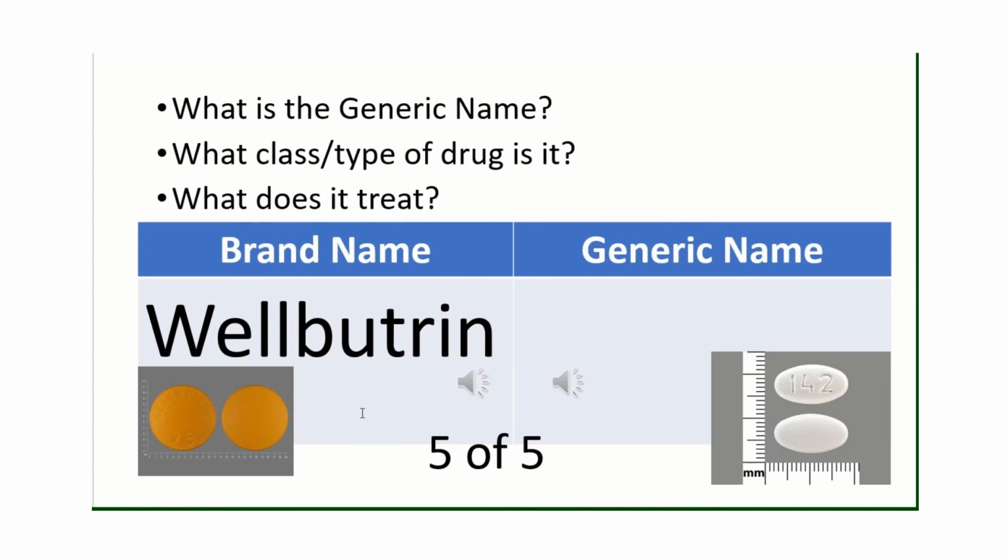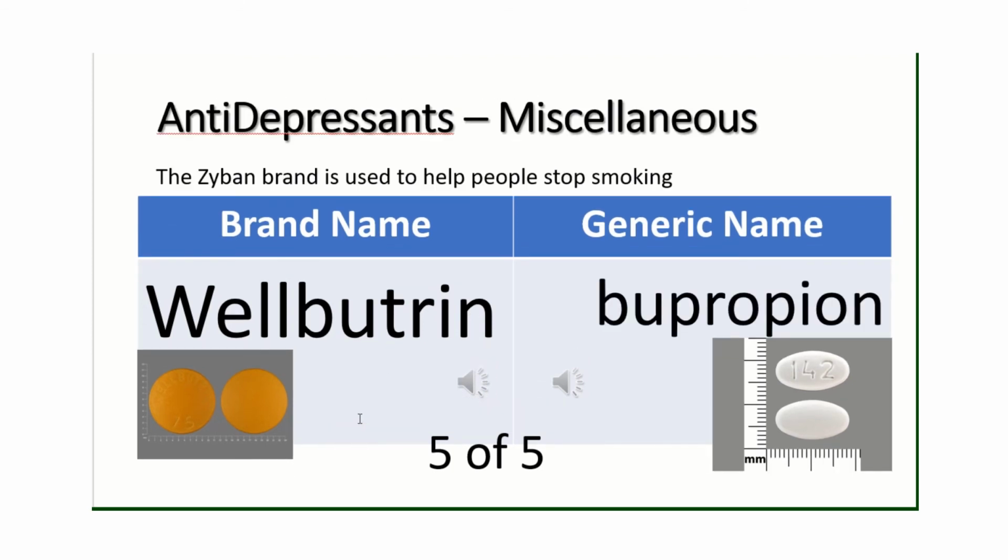What is the generic name for Wellbutrin? What type of drug is Wellbutrin? What does Wellbutrin treat? The generic name for Wellbutrin is bupropion. Wellbutrin and bupropion are a miscellaneous antidepressant. The Zyban brand is used to help people stop smoking.